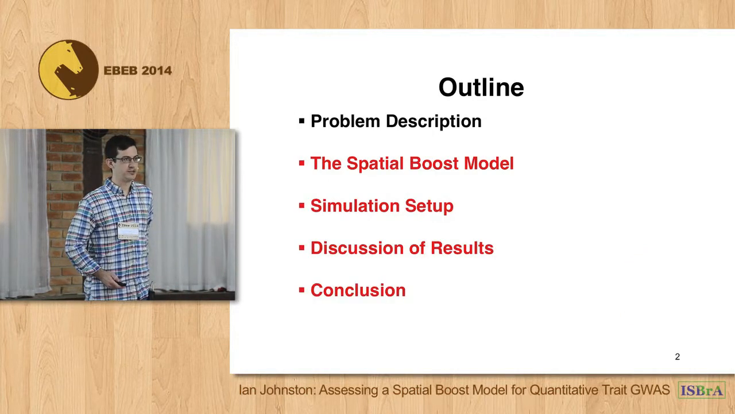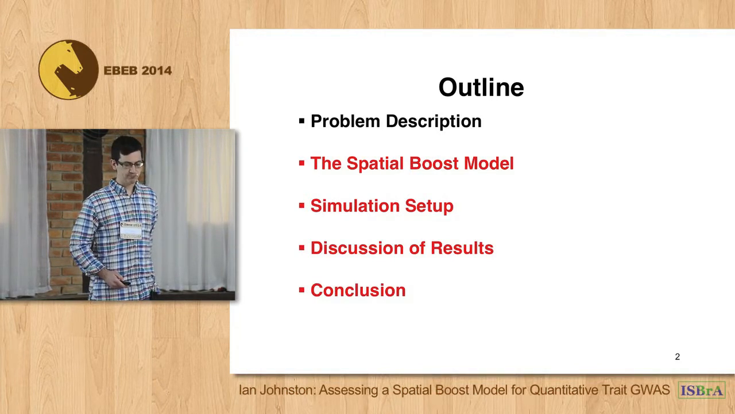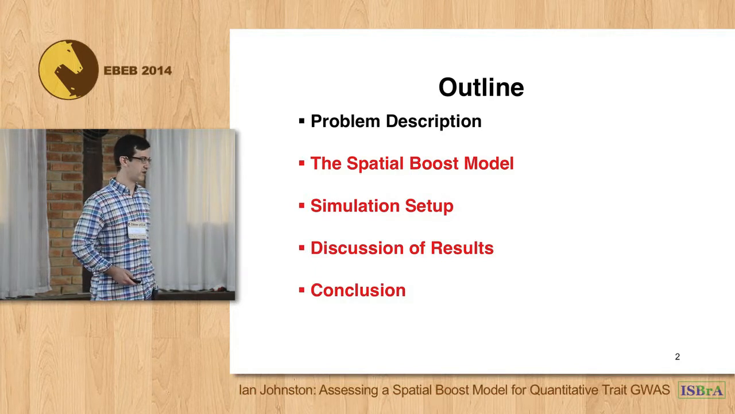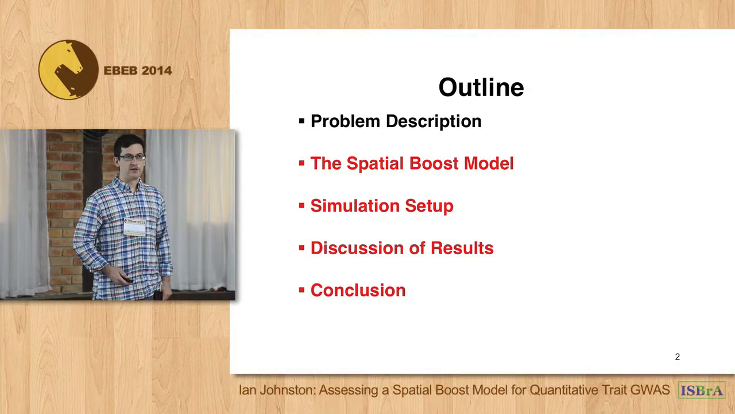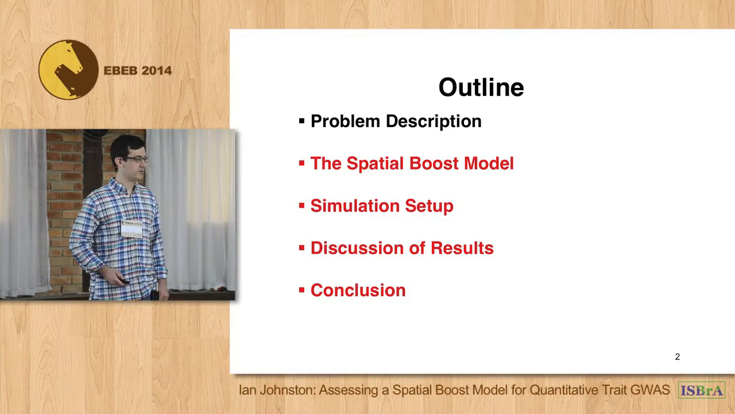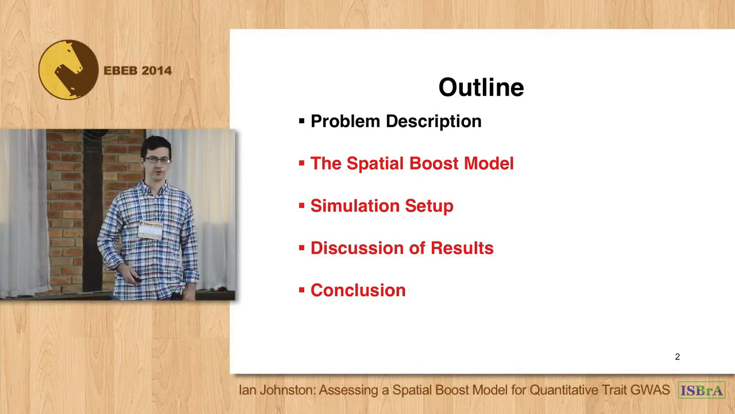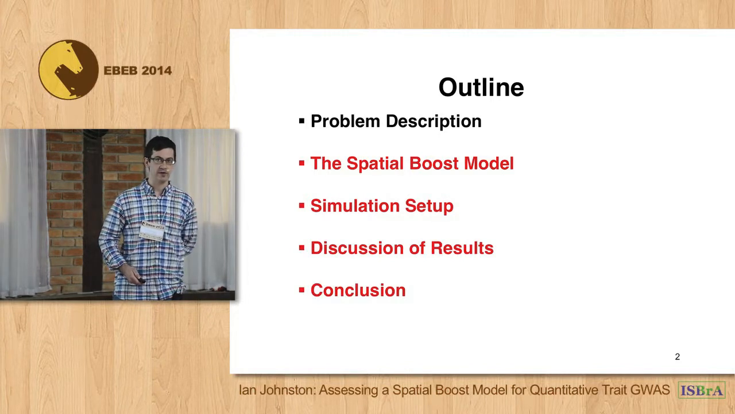So to get started, I'll just tell you what I mean by quantitative trait GWAS, our problem description. Then I'll tell you our solution to the problem, the spatial boost model. I'll describe that. And after I define our model, I'll tell you what it is we want to assess about it and go into more detail through our simulation setup for our simulation study. Then we'll take a look at some results, and then I'll wrap things up in the conclusion.